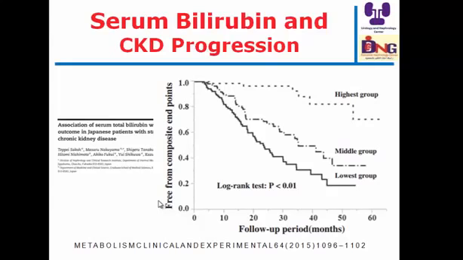The highest group of serum bilirubin is above 0.6 milligram per deciliter, within normal range. Middle group, serum bilirubin between 0.3 to 0.6, and the lowest group serum bilirubin is less than 0.3 milligram per deciliter. What is the relationship between this serum bilirubin strata and development of chronic kidney disease? The lower the serum bilirubin, the higher the risk of development of chronic kidney disease and the progression.